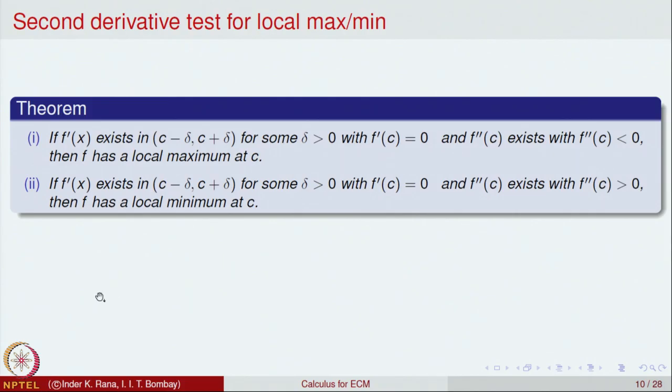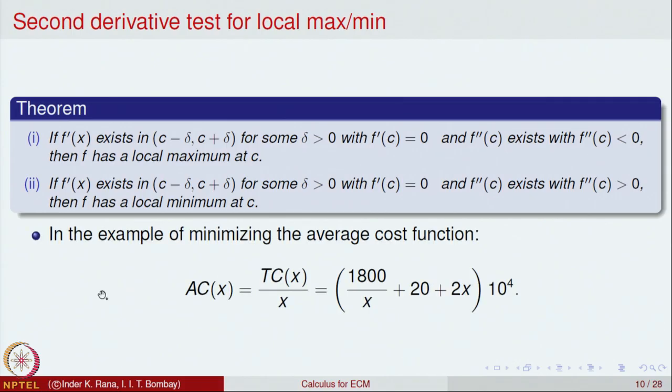We will not be giving proofs of this, but we will use these sufficient conditions to analyze local maximum and local minimum of a function at a point. So, let us look at one example. Recall we had looked in our previous example while trying to analyze minimizing the average cost function of a product. The average cost function is the total cost function divided by the output x, the number of items being produced.